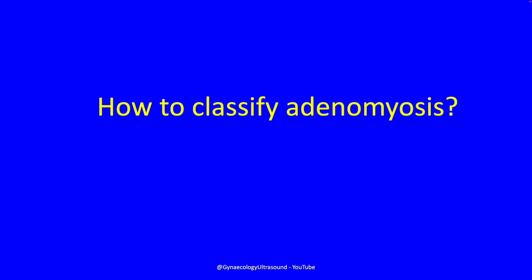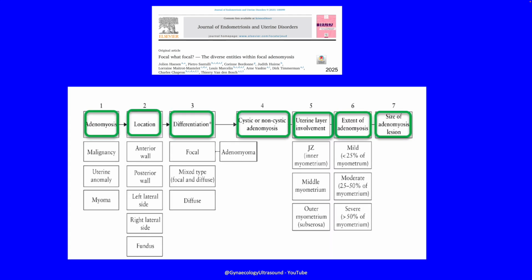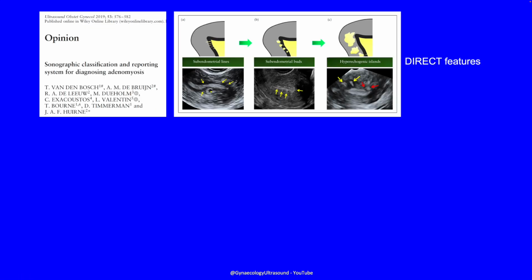So how can we classify adenomyosis? Thierry van den Bosch published this paper, and we are not going to do every uterus to this level of detail, but it's useful to have a system in your mind that if you've diagnosed adenomyosis, you look to see where in the uterus it is. Is it focal or diffuse? This is the important bit. Then are there cysts or not? Which layer is involved? What's the extent of it? And what's the size of any particular lesion? But we're only going to look at whether it's focal or diffuse.